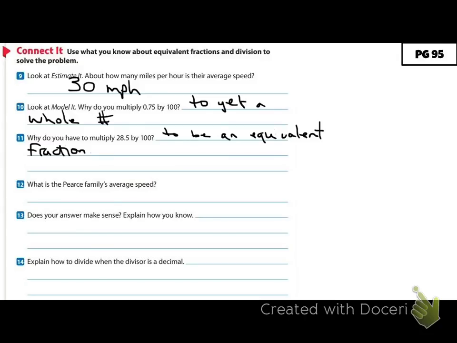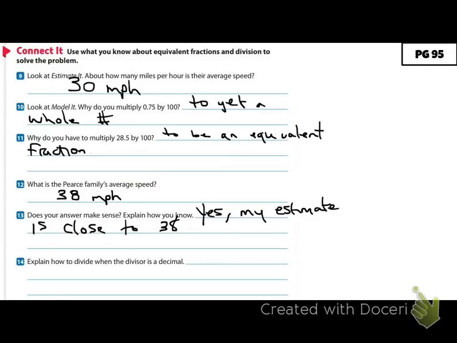What is the Pierce family's average speed? So if you divide, you're going to get 38 miles per hour. Does your answer make sense? Explain how you know. Yes, it does. My estimate is close to 38. We got 30, so that's pretty close.